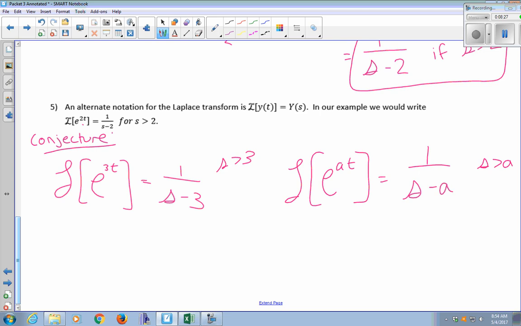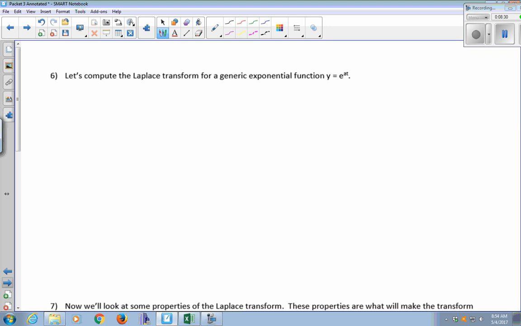Let's verify that that is actually the general form for e to the at. So I want to compute the Laplace transform of e to the at. We're just going to practice doing this via the integral one more time. So this is the integral from 0 to infinity of y of t, the function I'm trying to transform, times e to the negative st dt. It's going to be almost the exact same process as before. It's just instead of having a 2, I have an a.